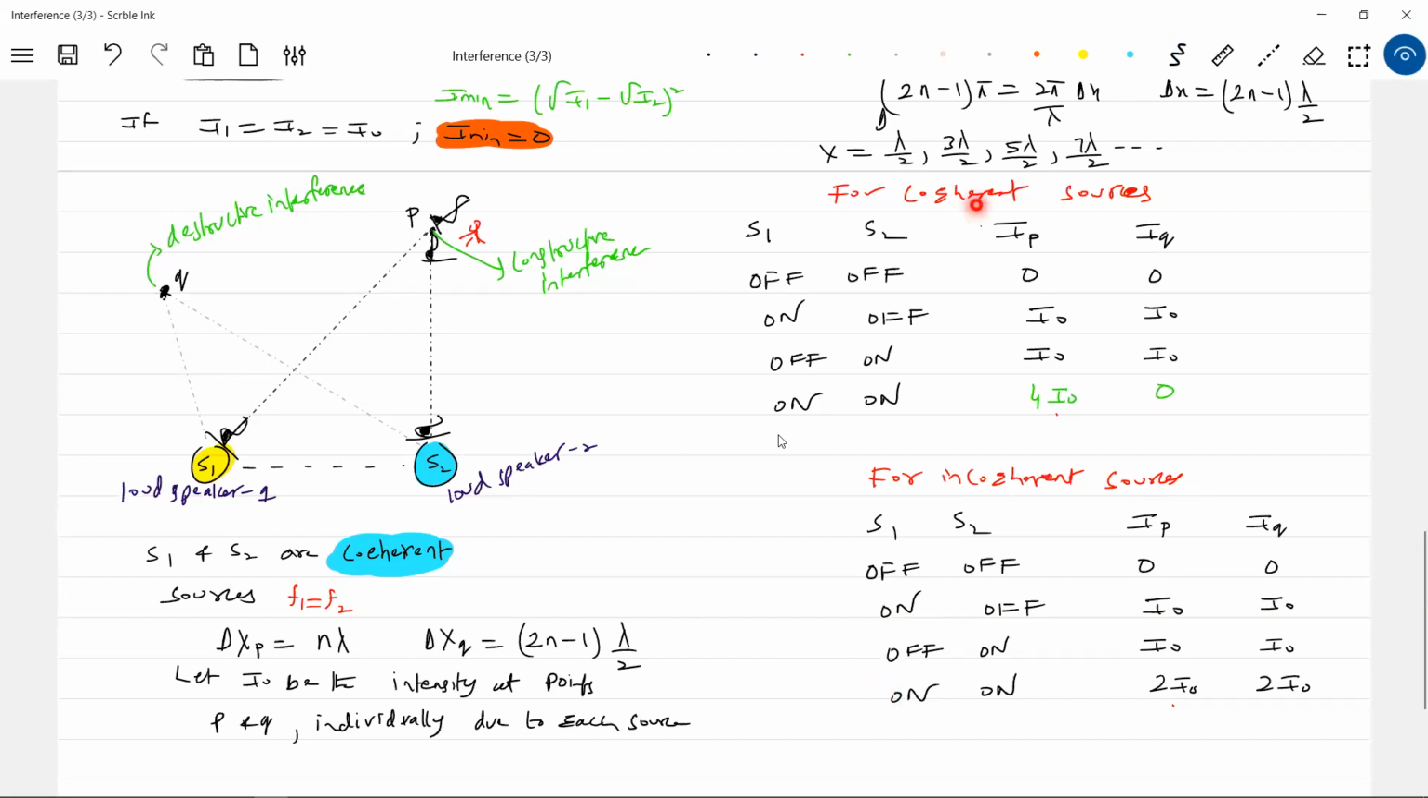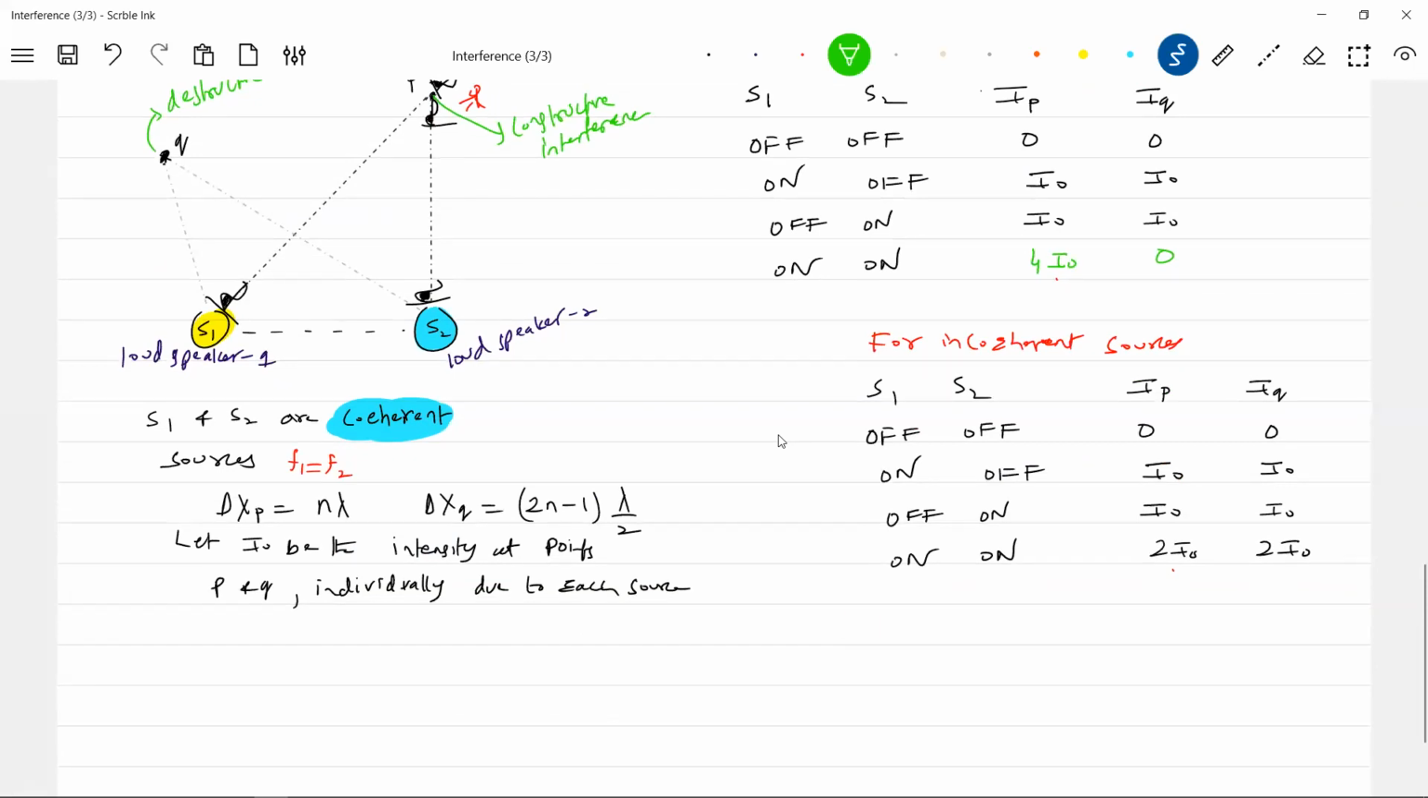So when coherent, what is it? These conditions will come: maximum, minimum, maximum, constructive, destructive interference. This will come only when the sources are coherent. For sources to be coherent, they must have the same frequency and a constant phase difference with time. For incoherent, it is simple: just add the intensity due to the individual sources. If the sources are incoherent, what is the resultant intensity at a given point? It is the sum of the intensities due to the individual sources.